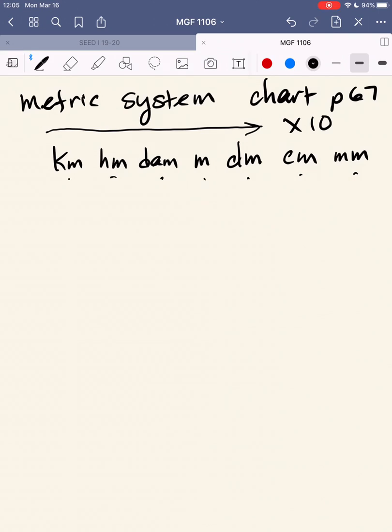Each step I take to the right, or toward the smaller units, I'm going to multiply by 10. Vice versa, if I go the opposite direction, from a smaller unit to a larger unit, I'm going to divide everything by 10 for each step I take. So from larger to smaller, I multiply. From smaller to larger, I divide. We don't necessarily need fractions for this. We're just literally moving the decimal around.